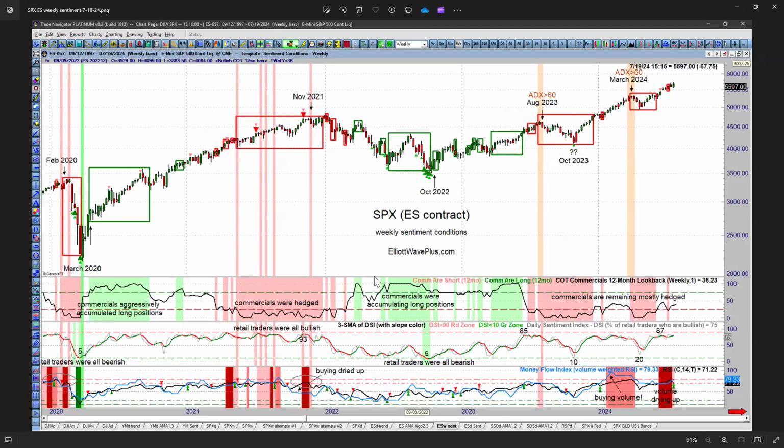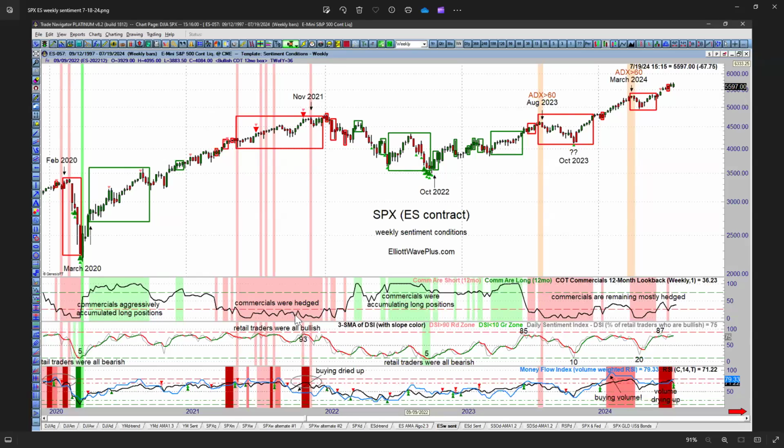When was the next critical juncture? It was in November of 2021. Commercials admittedly started hedging here. They started building hedges against this rise. That's what they do. They build positions against mature trends, knowing that at some point it would revert to the mean. And I think that answers your question, Richard, from earlier, Richard Wilson.